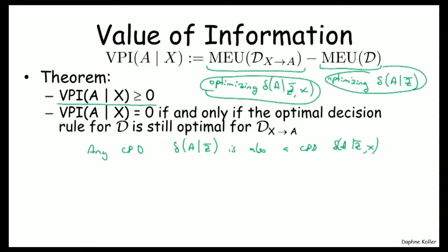So now let's think about the second property, which is when this value of perfect information is equal to 0. And this follows from a very similar reason to the one that we just talked about. So if the optimal decision rule for D, for my original influence diagram D, is still optimal for the extended influence diagram, then I've gained nothing from the information. That is, any decision rule that I could have applied before, I can still apply, and therefore I have gained nothing from this additional observation. And so this gives us a very clear notion of when information is useful.